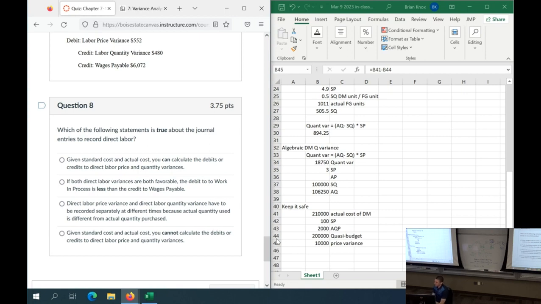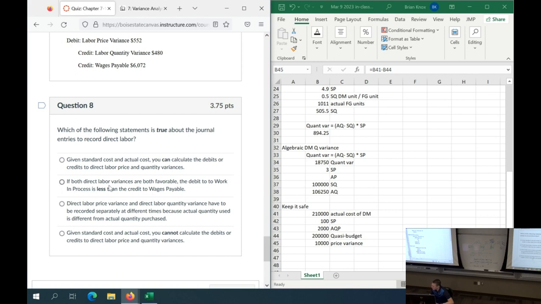So which of the following statements is true about the journal entries to record direct labor? So there are two options that are at odds. One says that given the standard cost and actual cost, you can calculate debits or credits to direct labor price and quantity variances. And the other says you cannot, given standard cost and actual cost, calculate the debits and credits to direct labor price and quantity variances. And the other two, let's see.